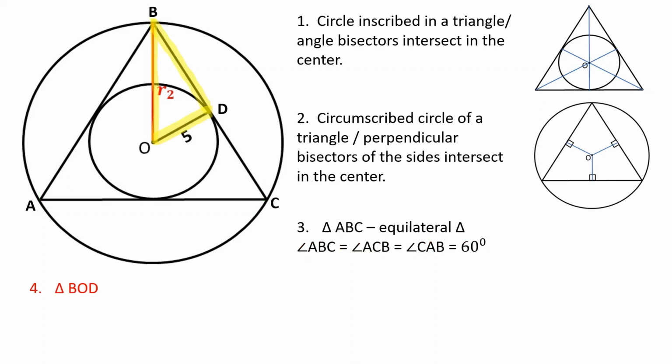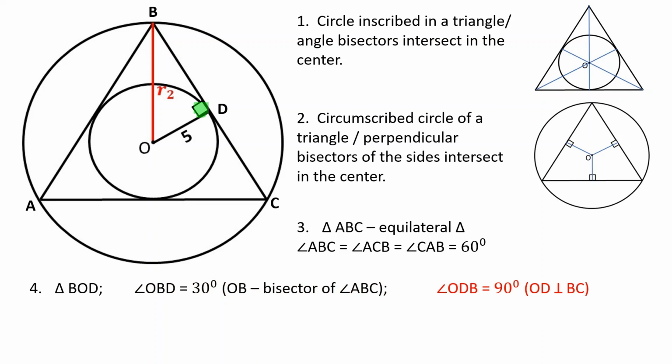Let's review the triangle BOD. Angle OBD is equal to 30 degrees because, as we proved earlier, OB is the bisector of angle ABC. Angle ODB is equal to 90 degrees because the radius of a circle is perpendicular to the tangent line through its endpoint on the circle's circumference.